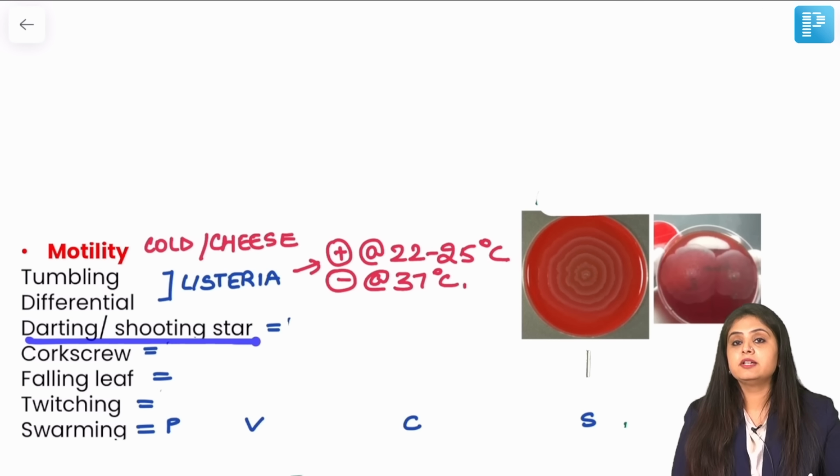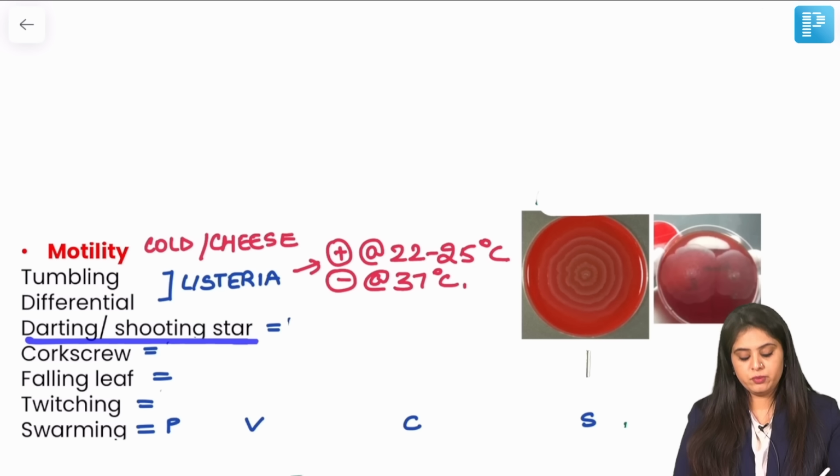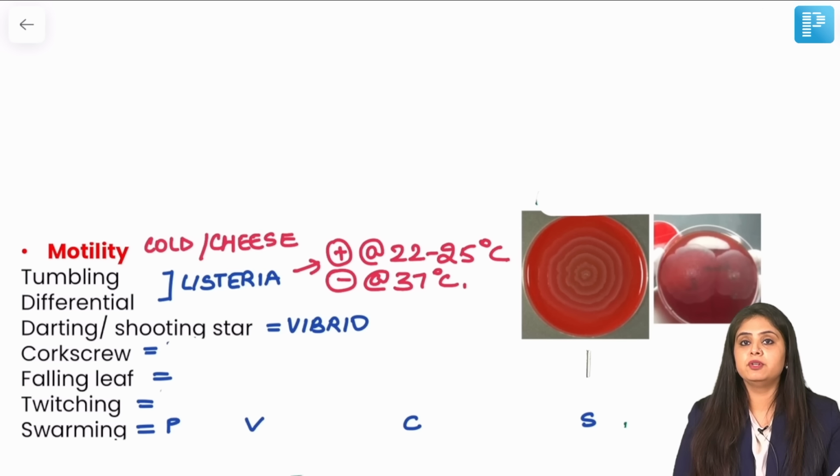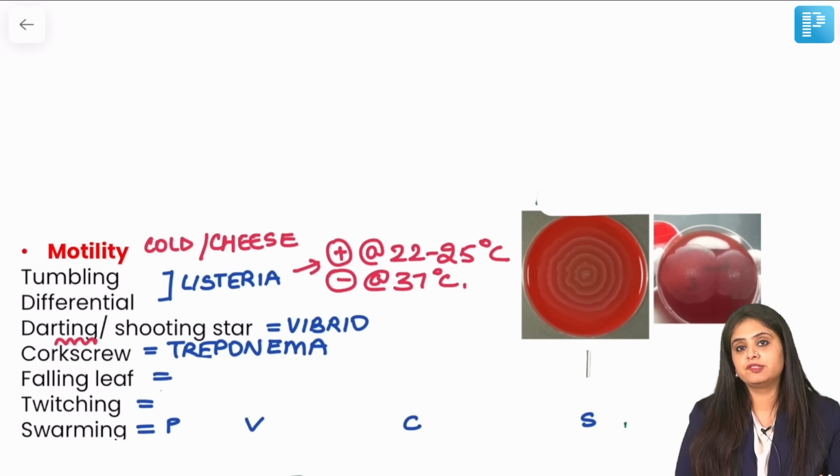Next, the darting or shooting star motility, like a shooting star, it's very quick, you can hardly see it, and that is shown by Vibrio cholerae. Coming to corkscrew, that bacteria looks like a screw, it moves like a screw. This is the classical Treponema, which causes syphilis.